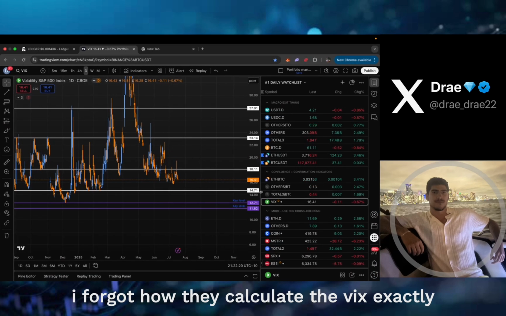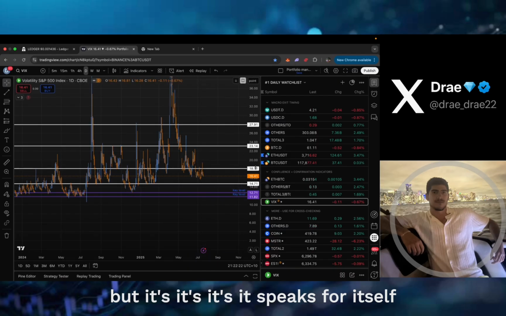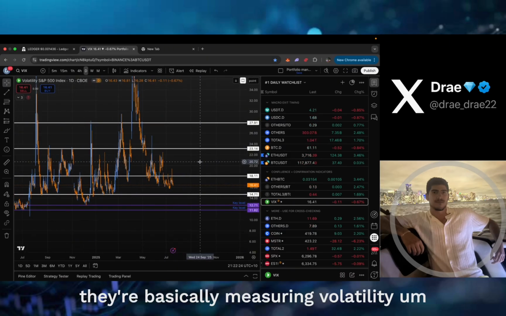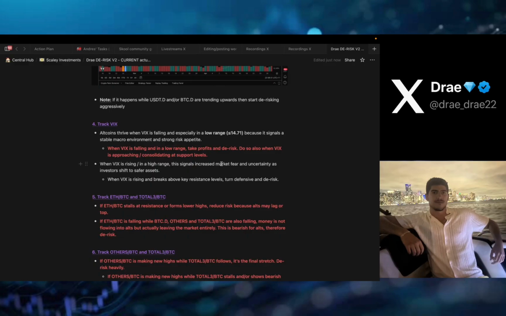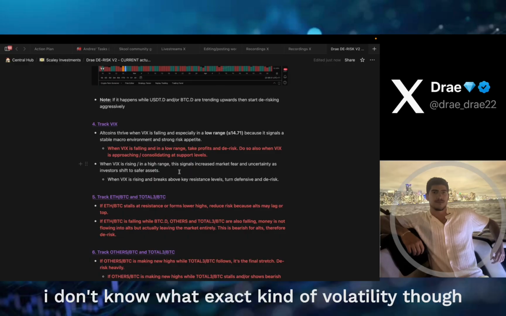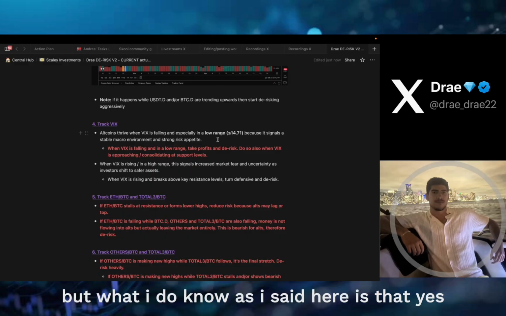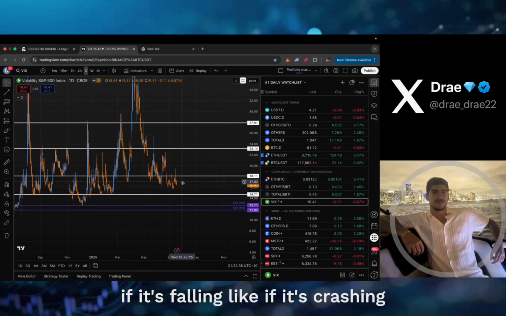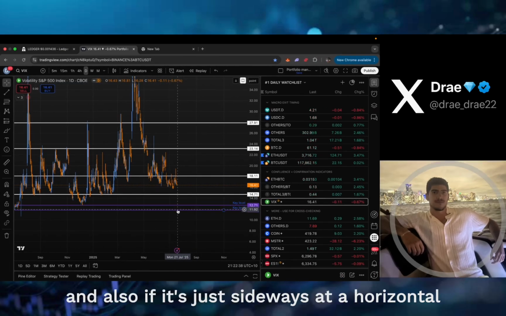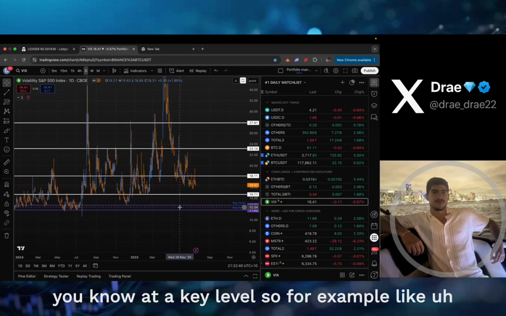I forgot how they calculate the VIX exactly, but it speaks for itself. It's a volatility index. They're basically measuring volatility. I don't know what exact kind of volatility though, but what I do know, as I said here, is that yes, it does signal a stable macro environment if it's falling, like if it's crashing, and also if it's just sideways at a horizontal, at a key level.